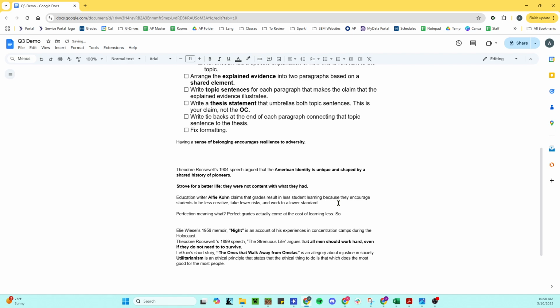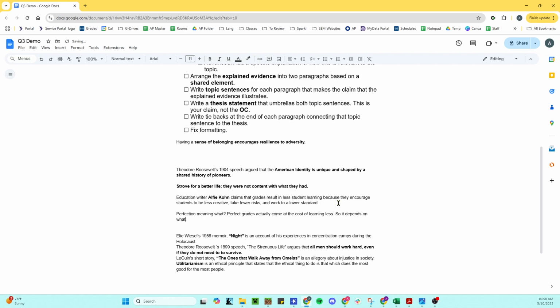So it depends on what type of perfect you're trying to be. If you're trying to have perfect grades, it's actually hurting you. But if you're more concerned with learning perfectly and learning the most that you can, and so you're willing to sacrifice your grades, that would feel positive.